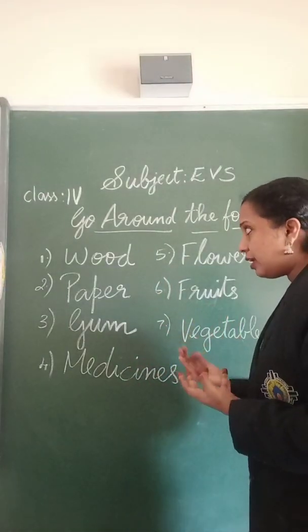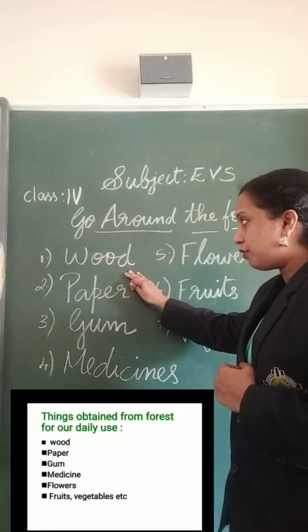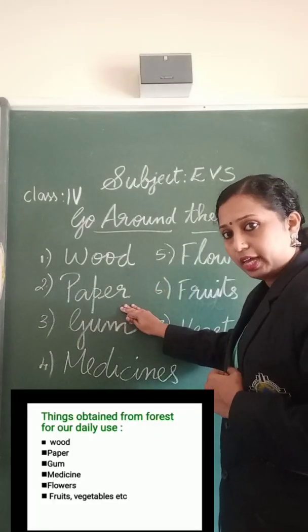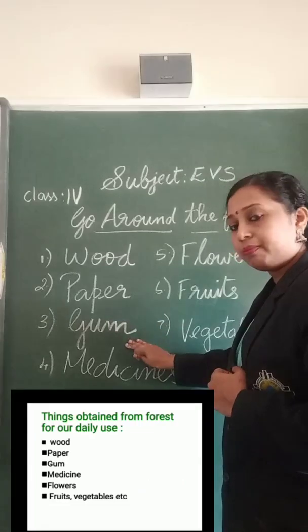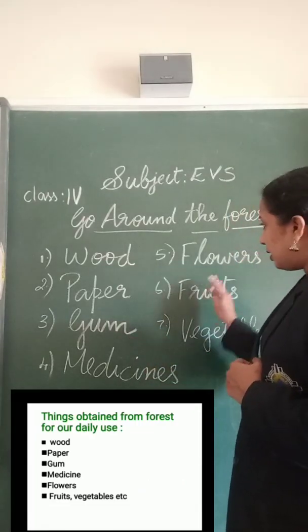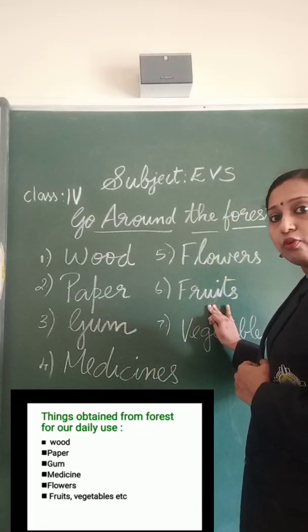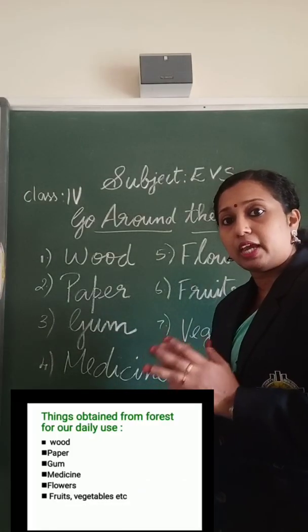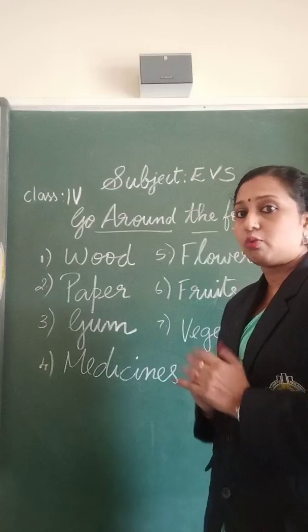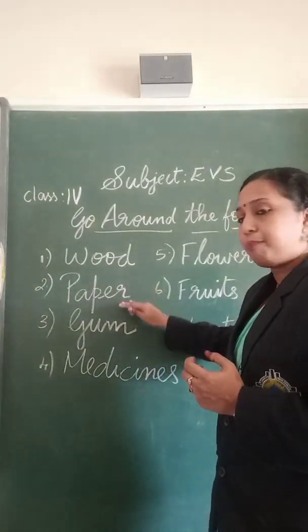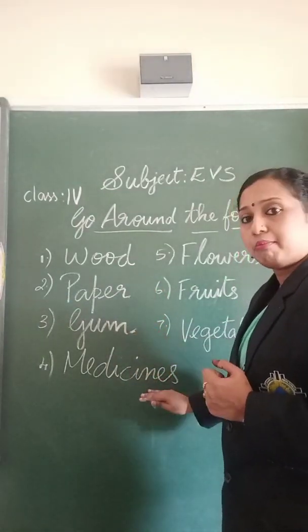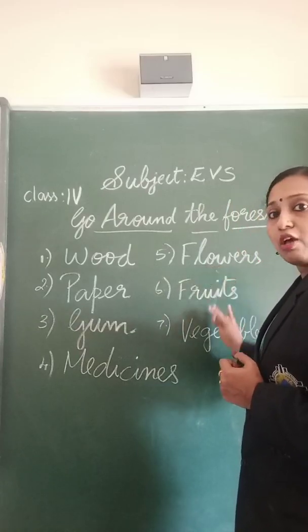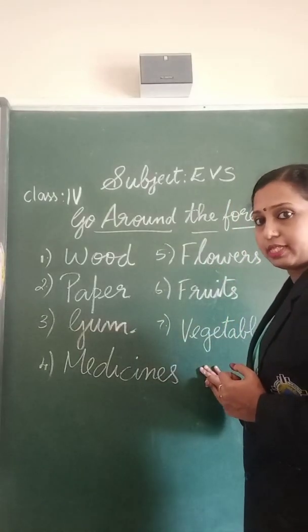So these are some of the things that we obtain from the forest. What are they, children? Yes, wood, we get wood from the forest, then paper, gum, then medicines, then comes the flowers, then fruits and vegetables. So these are some of the things that we get from the forest. What are they? Wood, paper, gum, medicines, flowers, fruits, vegetables.